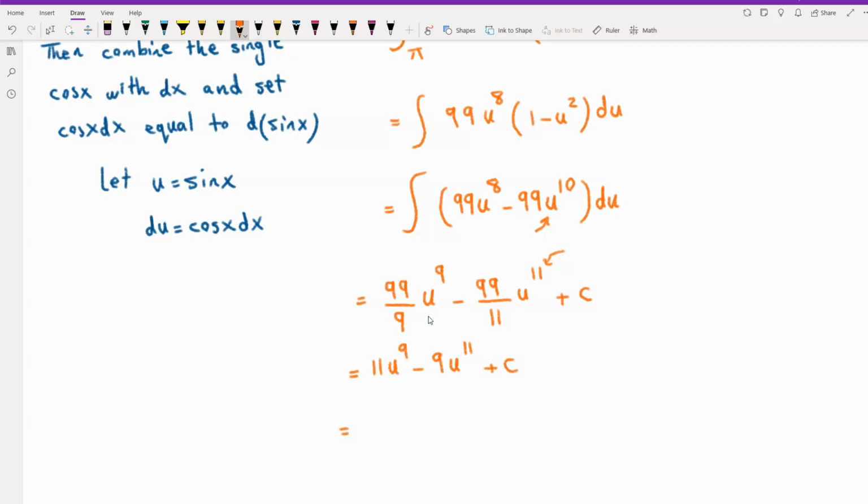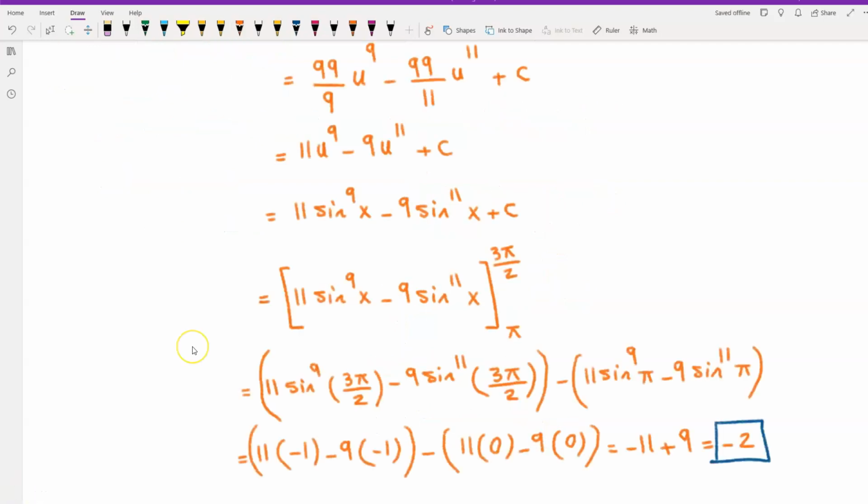And then instead of u we're going to use sine. So here we have sine to the power 9, and here sine to the power 11. So this is equal to 11 sine to the power 9 minus 9 times sine to the power 11 plus c. Our integral was from pi to 3 pi over 2, so use pi and 3 pi over 2 instead of x.